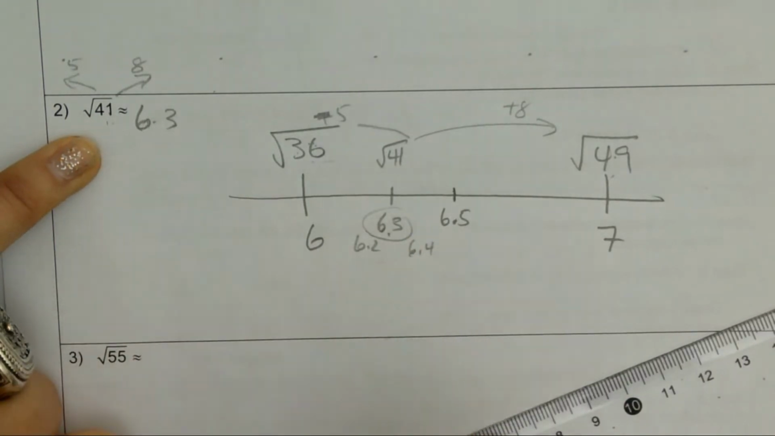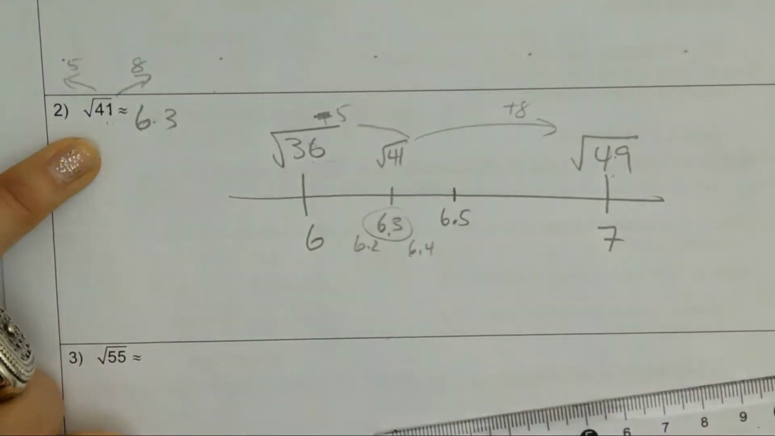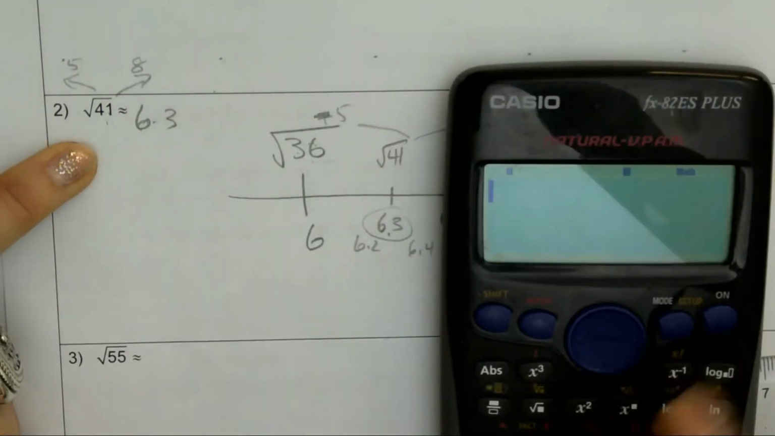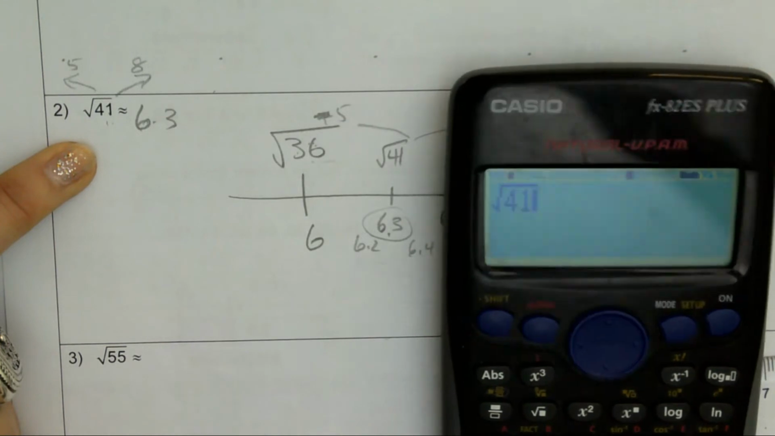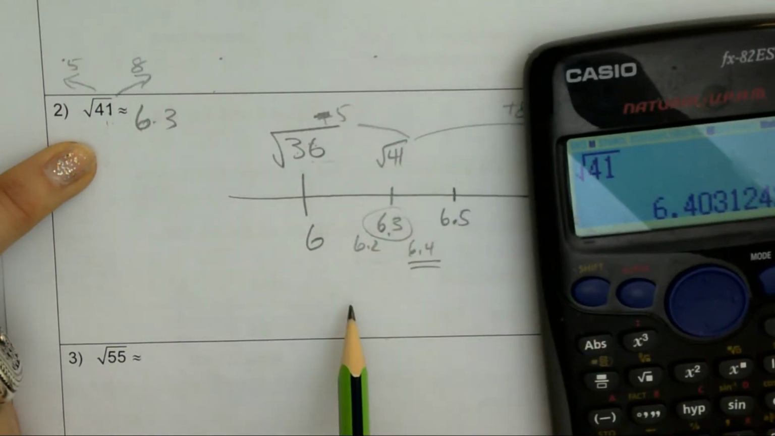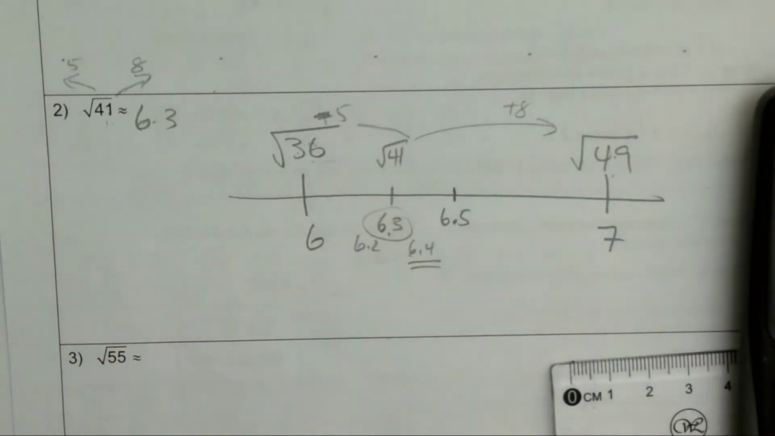Is it perfect? No. Is it exact? No, but we don't want to be perfect or exact. We want to be approximate. So now we check in our calculator. Square root of 41 equals 6.4. See, that would have been closer. But it's okay. We're not trying to be perfect. We're trying to be close. It's an approximation.